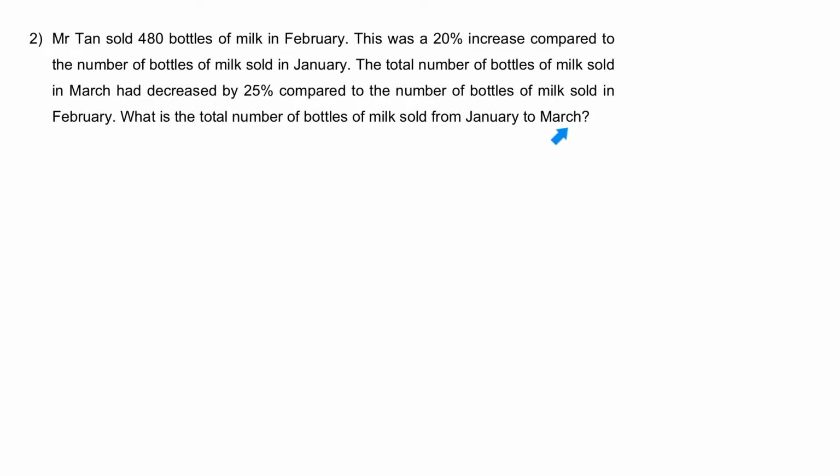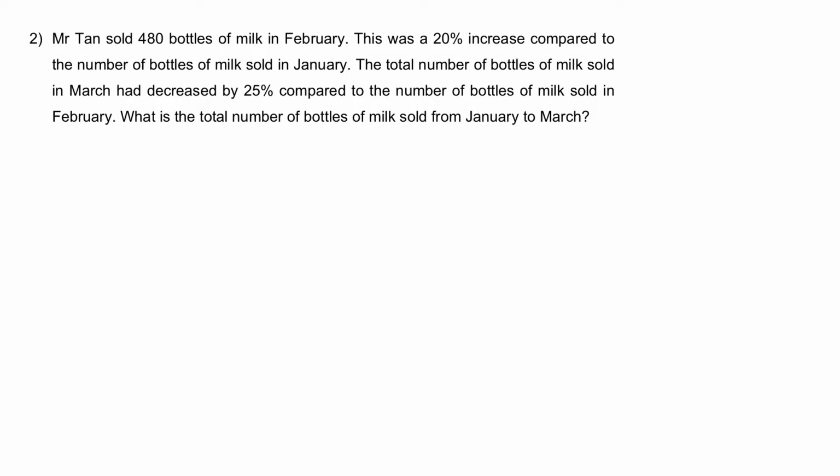So for this question, it's quite a mouthful, but we're just going to tackle it one sentence at a time, one information at a time. So first sentence, Mr. Tan sold 480 bottles of milk in February. This is quite easy to understand, so we're going to move forward to the second sentence. This was a 20% increase.